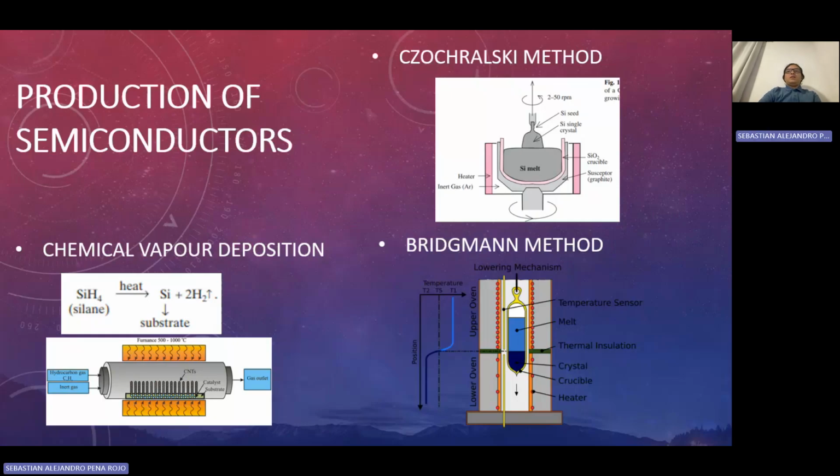For the production of semiconductors, the most important method is the Czochralski method, which is used to produce bulk crystals. It involves the melting of the raw material in a crucible and the insertion of a seed crystal into the top of the melt, which is rotated and pulled away slowly from the melt.